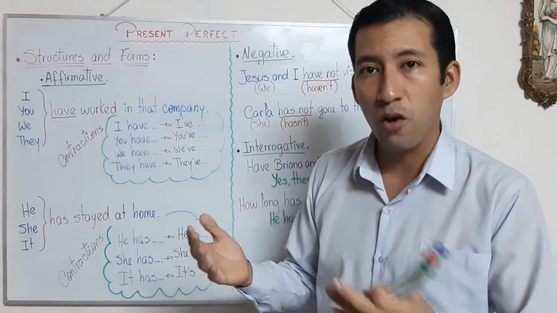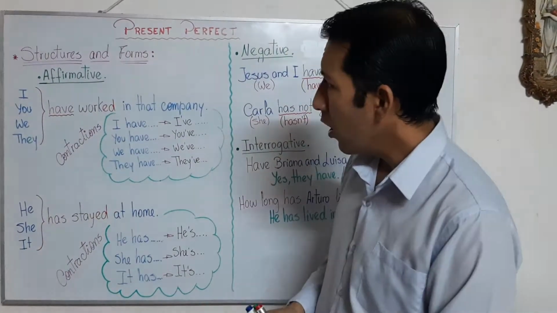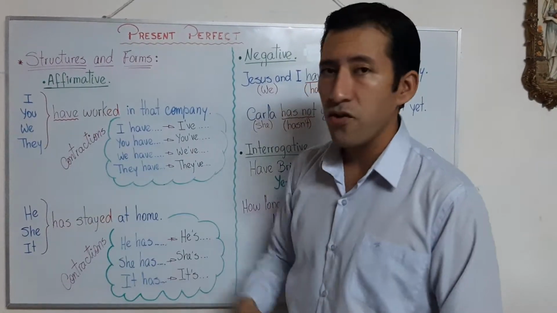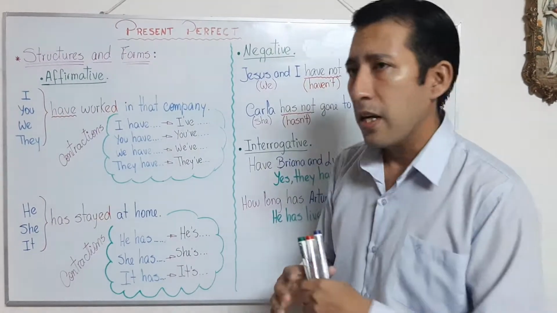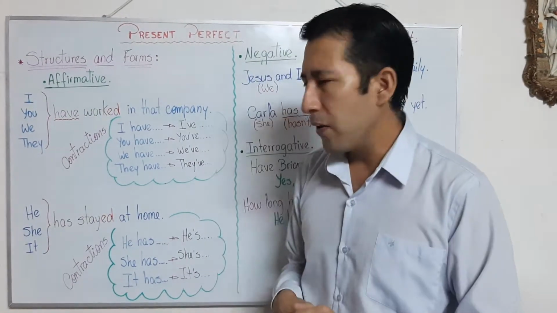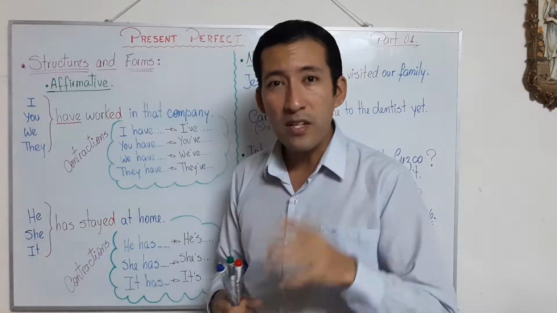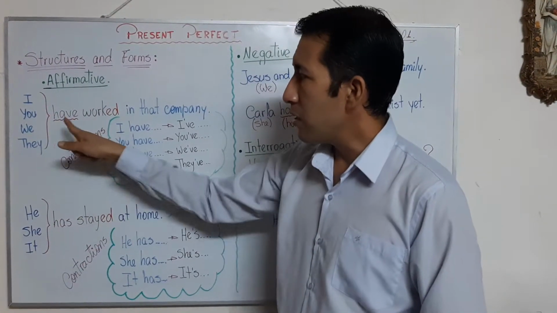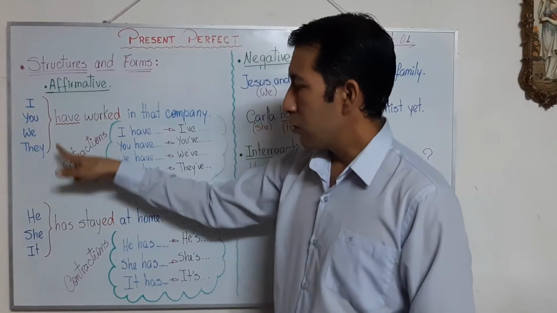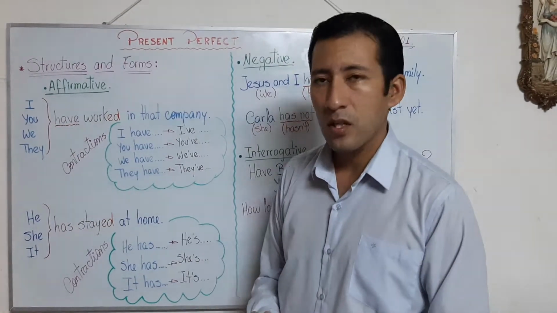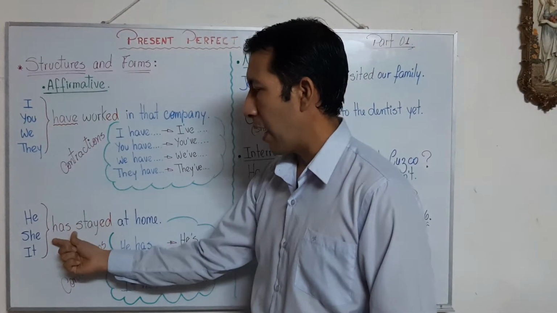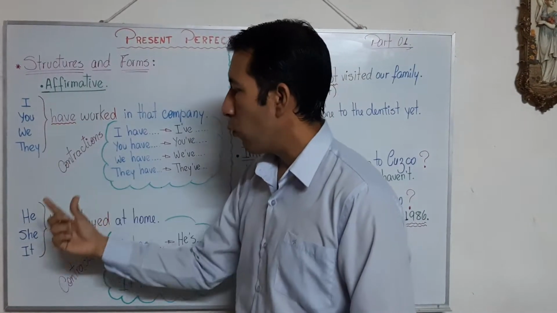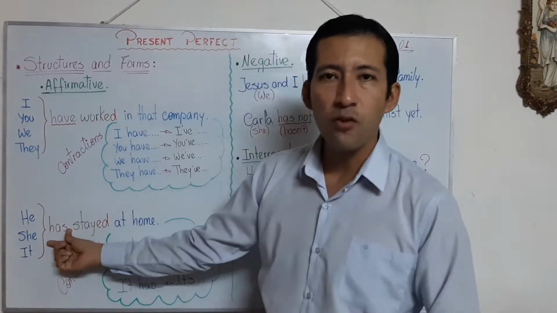What is the structure of the affirmative form? Well, I try to divide the subject pronouns into two main groups. Why? Because it has a very simple reason. It's about the auxiliary verb. We have two different auxiliary verbs, have and has. In what situations can I use have, and in what situations can I use has?